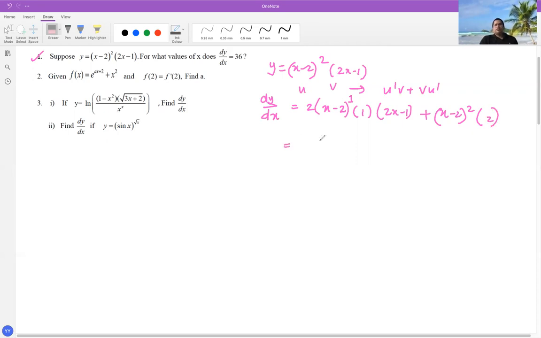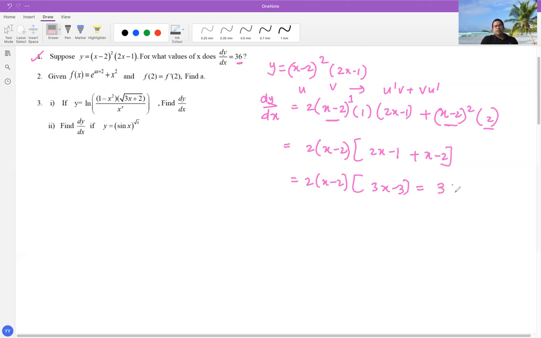If you want to simplify this, you can see x minus 2 is common. If I take x minus 2 common from the entire expression, we are left with 2x minus 1 here, and we are left with plus 1 times x minus 2 here. So we get 2 times (x minus 2), and here we get 3x minus 3. And now this part is basically the derivative, and it should be equal to 36.